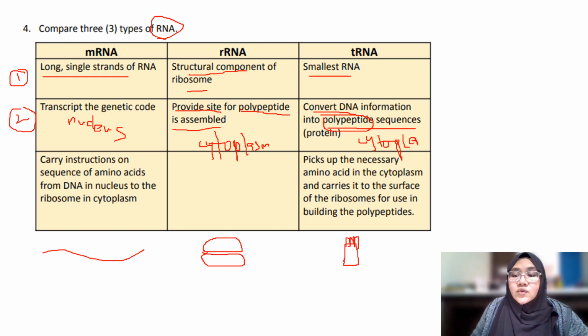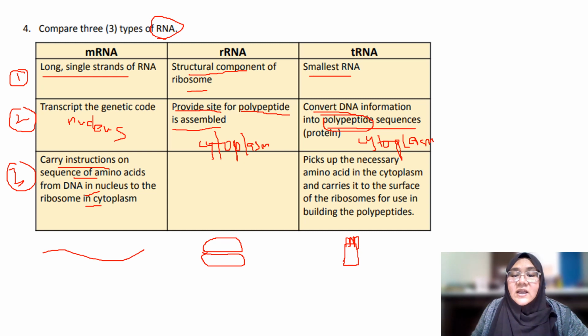Okay, next, after you discuss the function, you can compare between the RNAs according to their other descriptions. Here mRNA carries the instruction on the sequence of amino acids from the DNA in the nucleus to the ribosome in the cytoplasm. So in the nucleus, transcription takes place, and in the transcription process, it transfers the information from the DNA to the mRNA so that it can be read in the cytoplasm later.